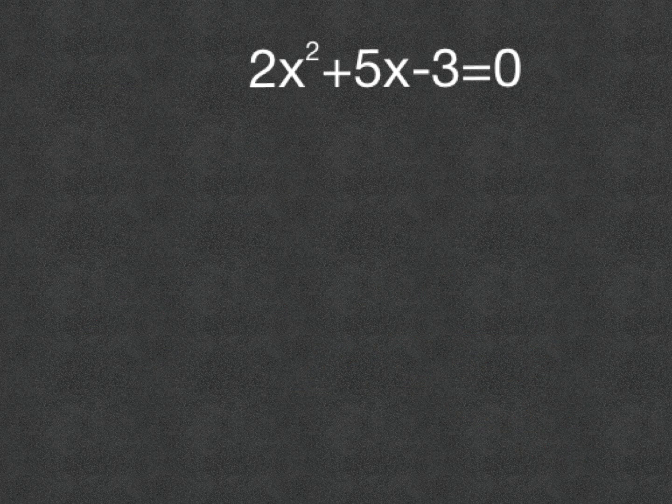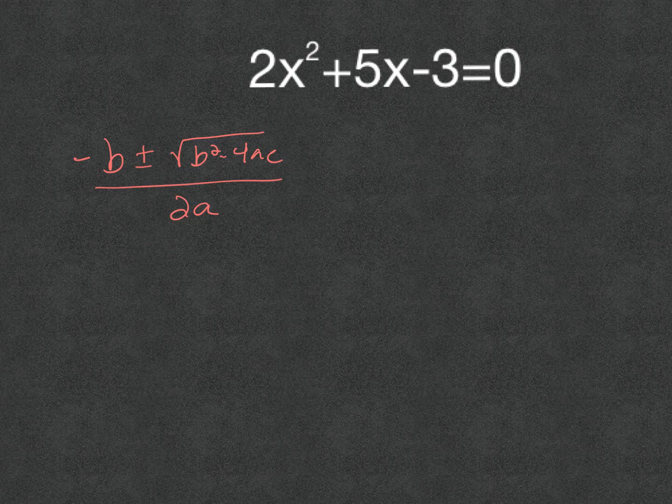All right, next one, 2x squared plus 5x minus 3. Well, what we want to do is use the quadratic formula. What is that quadratic formula? Negative b plus or minus the square root of b squared minus 4ac, divided by 2a. You need to memorize that. It's a good idea to memorize this as soon as you can. First, I'm going to use the discriminant, but first, I need to know a, b, and c.